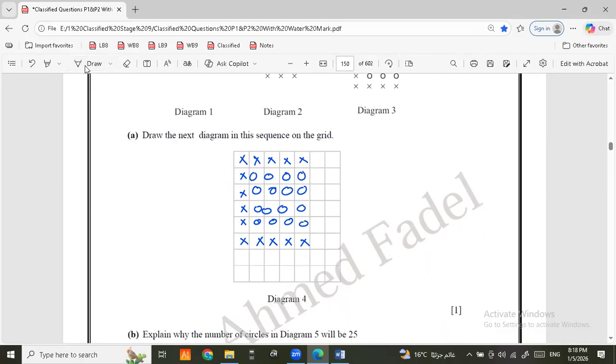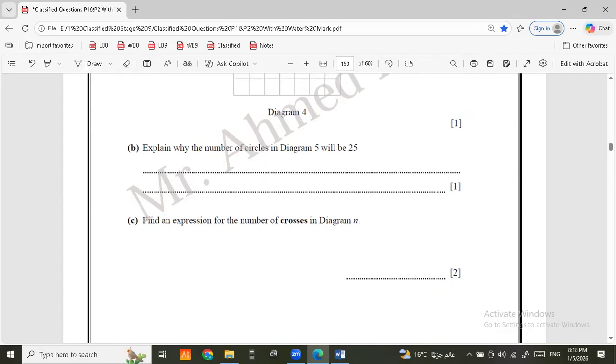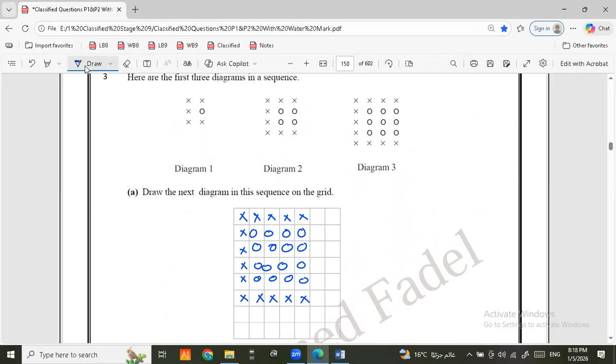Let's continue. Explain why the number of circles in diagram 5 will be 25. Well, if you noticed, the diagram 1, the number of circles is 1. Diagram 2 has number of circles 4. Diagram 3 has number of circles 9. So diagram 5 will have number of circles 25.